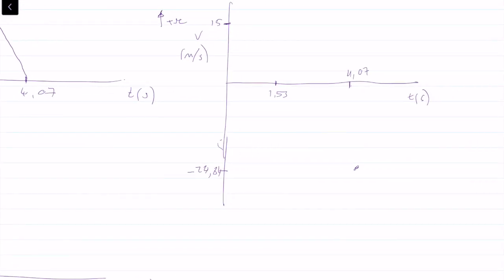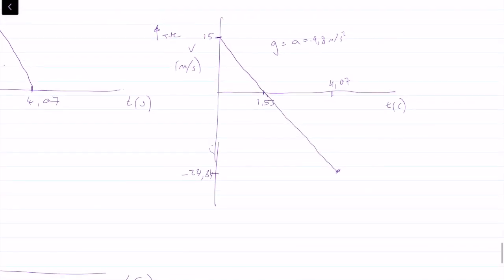But this time we know that the gradient of this graph is also equal to our acceleration, which was a constant minus 9.8 meters per second squared. So we know we have a straight line graph through these 3 points. We also know that the gradient was negative, which makes sense because we took upwards as being positive.